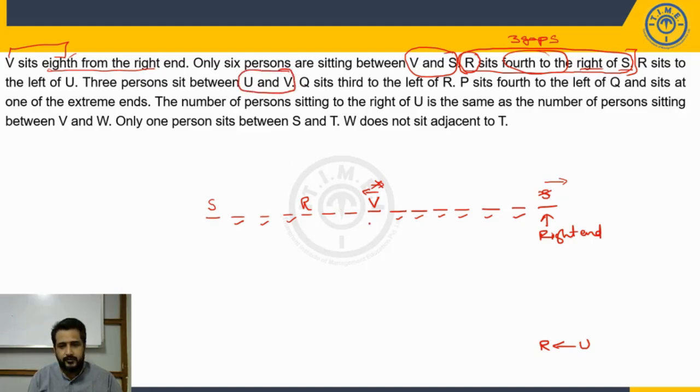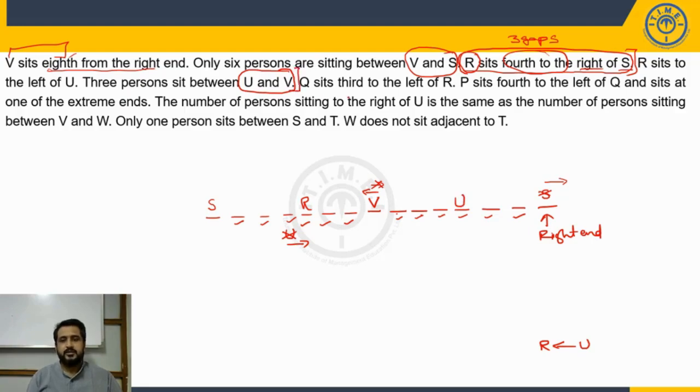For example, if you take U to the left of V, and it is mentioned 3 persons between them, 1, 2, 3 people, I have to take U here. But it is given R should be to the left of U. In this case, R is becoming to the right of U. So this case is not valid. So U cannot be to the left of V. So U has to be to the right side of V. And how many gaps between them? 3 gaps. 1, 2, 3 gaps. Now here is the position of U. So we have done up to this point.